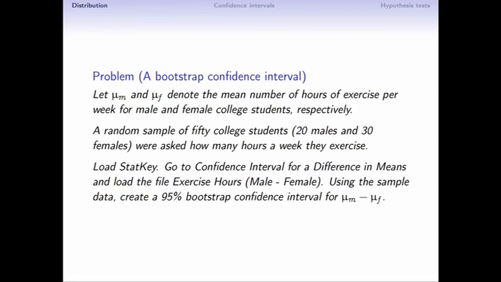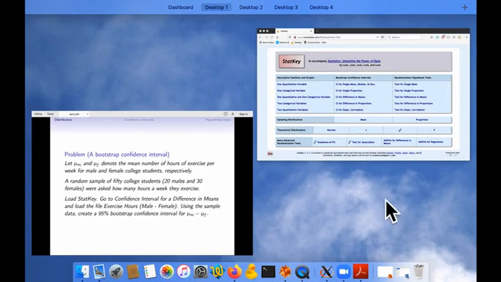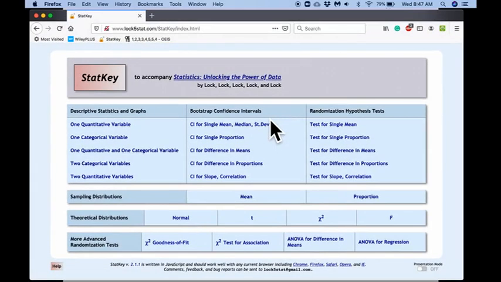A random sample of 50 college students consisting of 20 males and 30 females were asked how many hours a week they exercise. Now we're going to load StatKey. We're going to go to confidence interval for a difference in means and load the file exercise hours male female. Using the sample data, we're going to create a 95% bootstrap confidence interval for mu m minus mu f. So we're going to use the data itself to bootstrap a set of differences in the sample means, and we'll be able to find a 95% confidence interval using that technique.